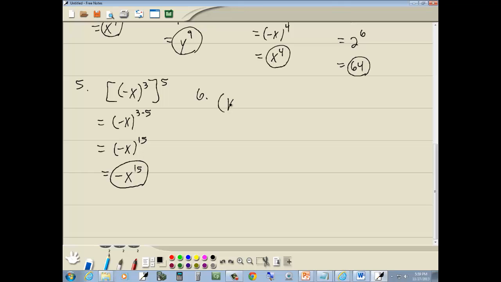Okay. Pretty soon we'll get to some of the interesting ones. Here we got k to the 4th to the 5th power. Again, you're raising one exponent to another exponent. You multiply them together. So 4 times 5, that gives us k to the 20th power.